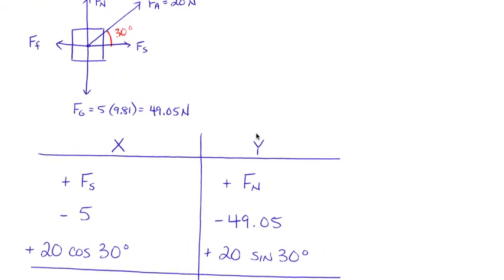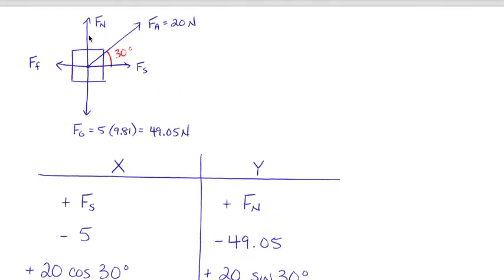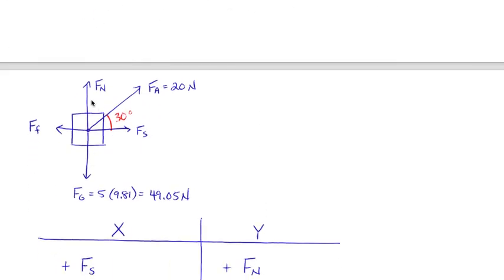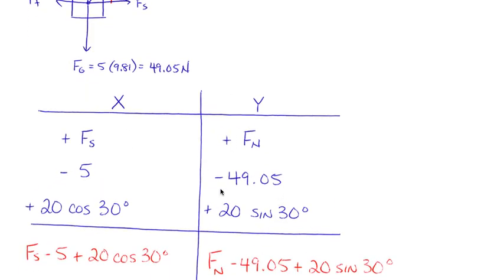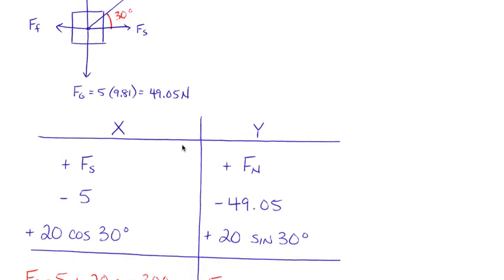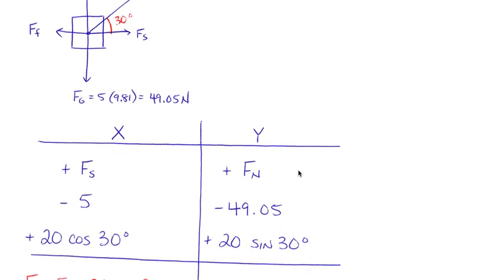I'll do the same for the y. I have the normal force acting up. I have the force of weight pulling down, or the force of gravity. And if I want the y component of this force, again, I just have to use the sine of that angle. So 20 times the sine of 30 will give me the y component. So these two forces here are the applied force. It's just the portion of the applied force that pulls to the right and the portion of the applied force that pulls up.